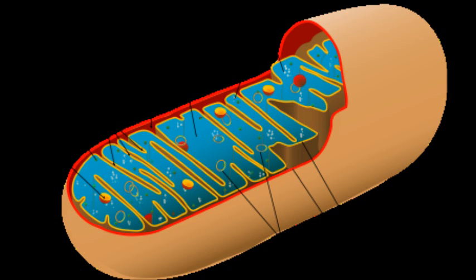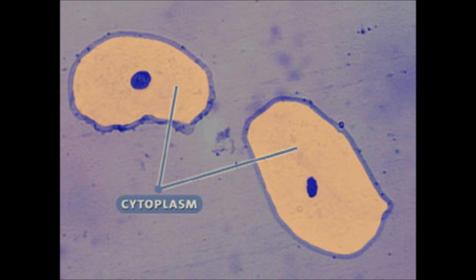Hey, look over there. What is that? That's the smooth ER. It creates lipids and detoxifies the cell. Here is the mitochondria. It produces energy, also known as ATP. To your right, you will see the cytoplasm. It holds the organelles in place.